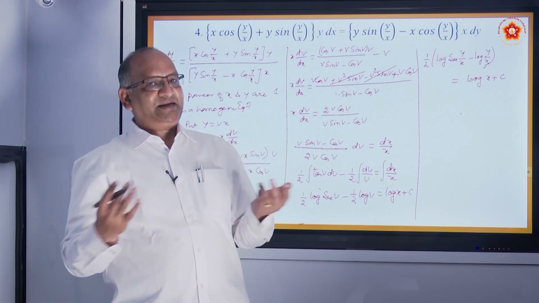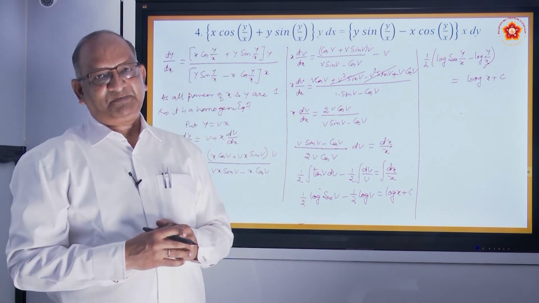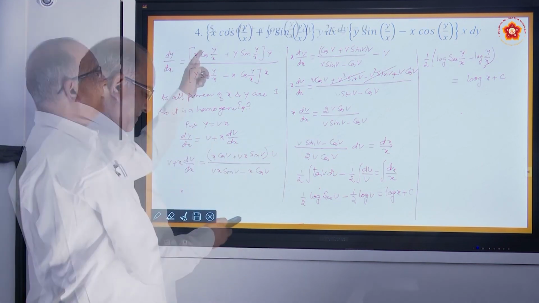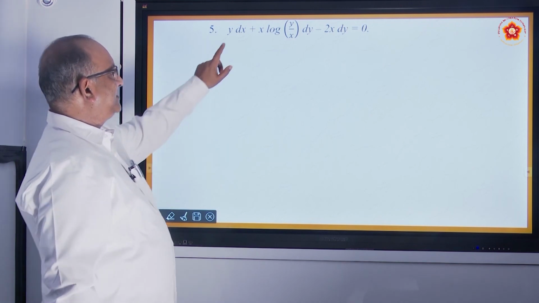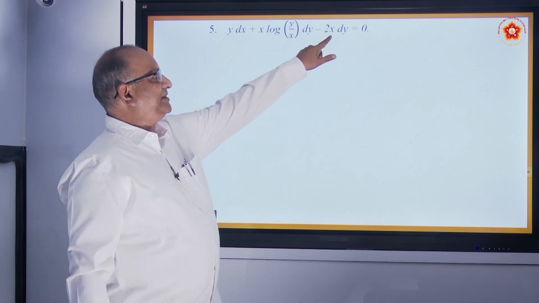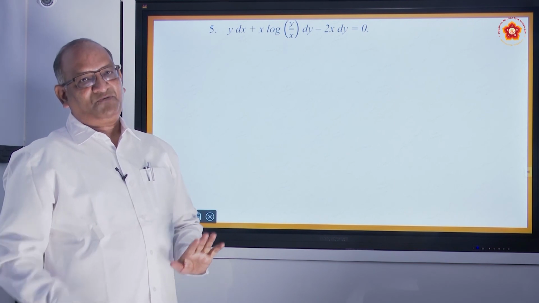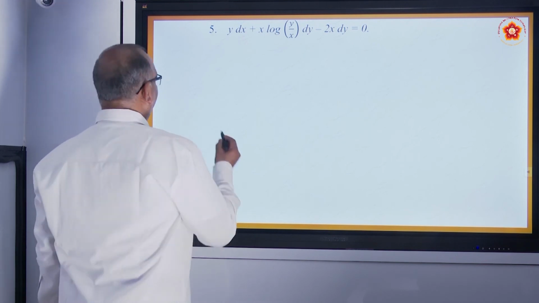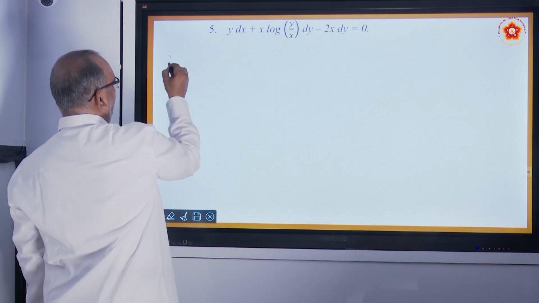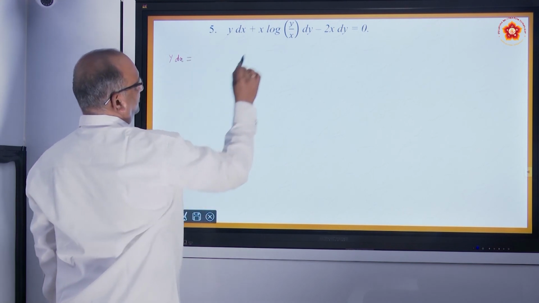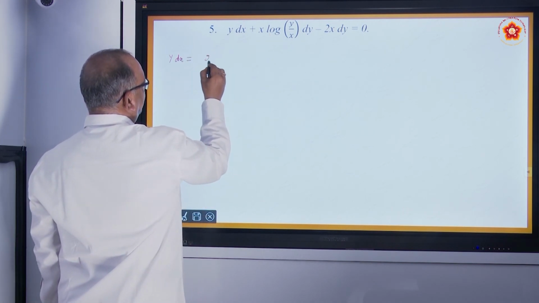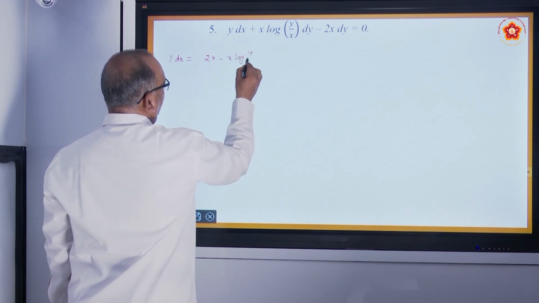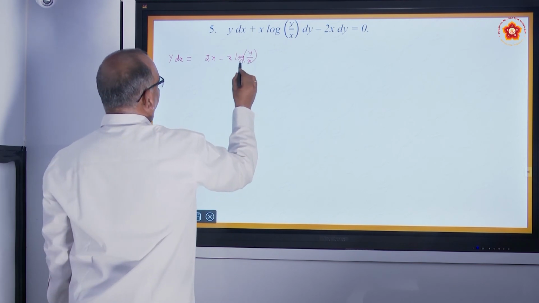Okay, we'll just take one more problem before we end this particular session today. Okay, look at this problem. This term has got dx, this term has got dy, that term also has got dy. So first thing which you do is separate them. So this can be written as y dx equal to, when you take negative term that side it will become positive 2x minus x log y by x dy.